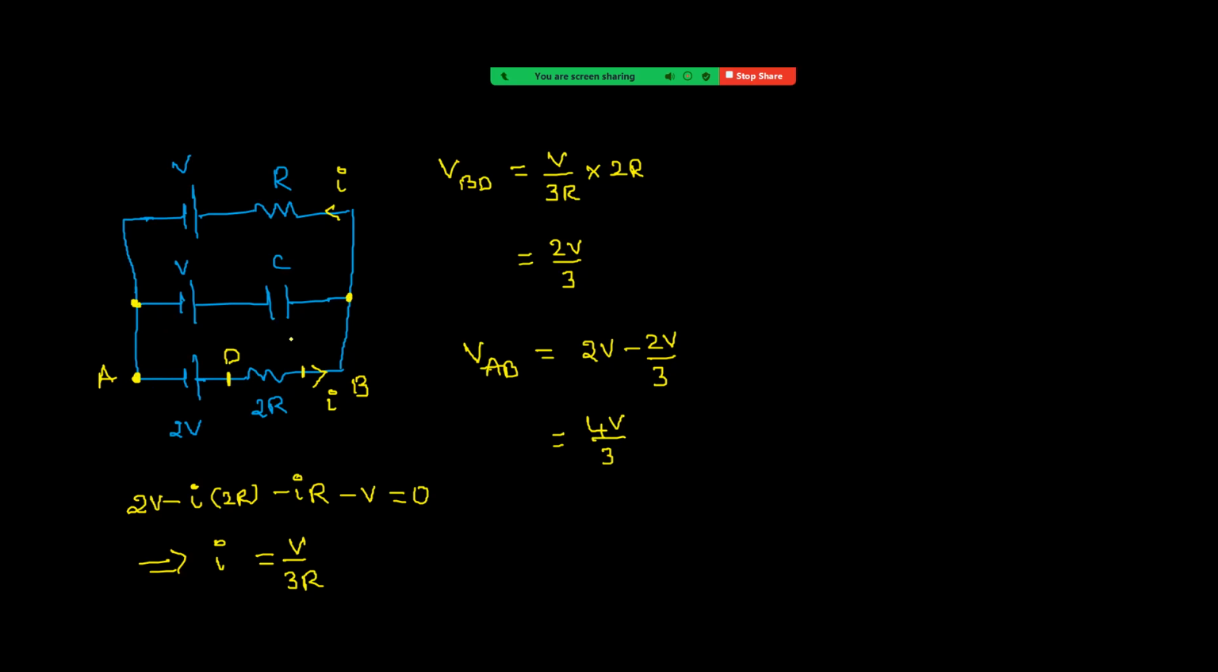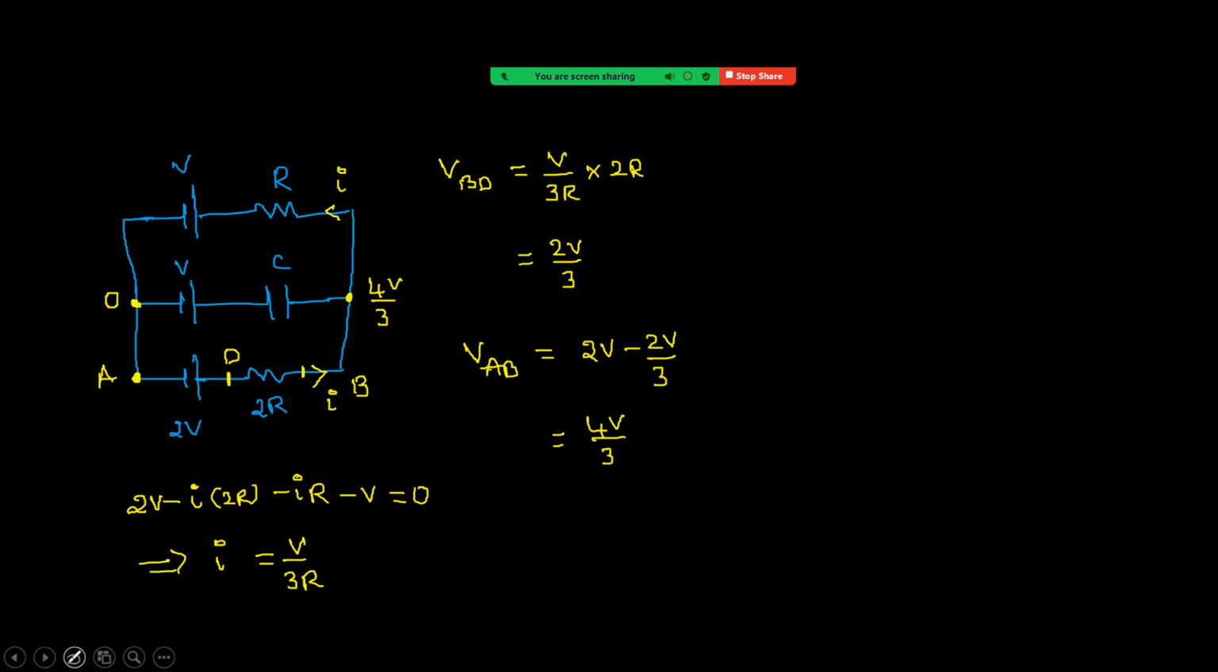Okay, now let us do one thing. Let us consider this potential is 0. If this potential is 0, then this potential must be 4V by 3. Check it once. Between these 2 points, the potential difference equals 4V by 3. If I am taking this as 0, this must be 4V by 3, right?